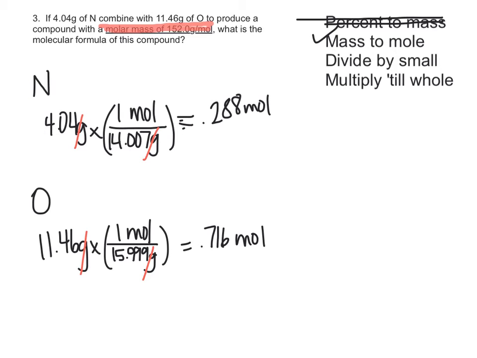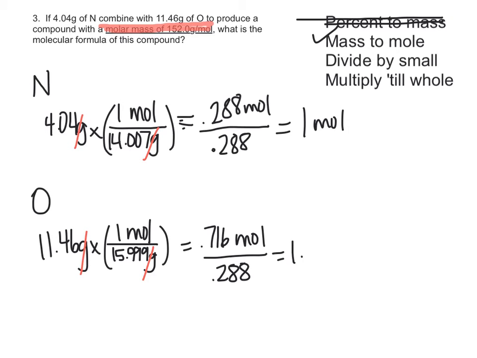Now I go to step 3, divide by small. Well, I look at my two answers, and my nitrogen value is the smallest one, so I'm going to divide both of them by 0.288. Divide by 0.288. And here, of course, I'm going to get 1 mole. And here, I'm going to get 1.5 moles. Now, I did step 3.